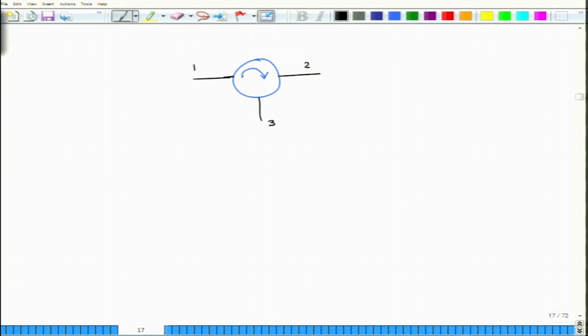The direction of the arrow goes from 1 to 2, and then the arrow continues in this manner, so it goes from 2 to 3. This circulator is a very important device in what are called optical add-drop multiplexers. What is an optical add-drop multiplexer? Suppose I have signals coming in from 3 different channels, channel 1, channel 2 and channel 3. What this circulator does is take these signals from port 1 to port 2, not to port 3.